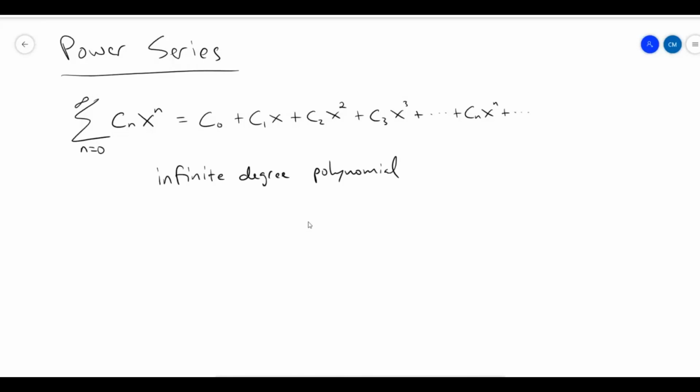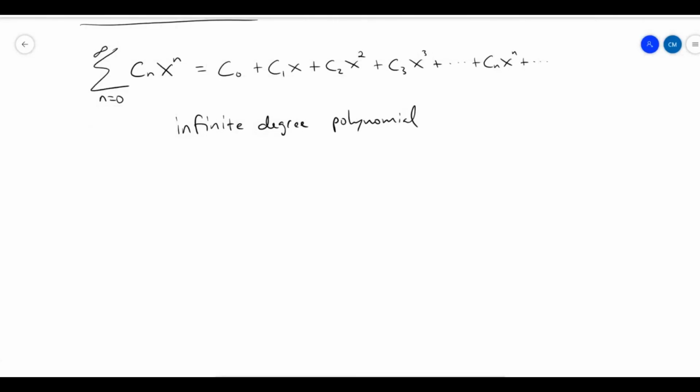It turns out you can do some pretty weird things with infinite degree polynomials. In fact, you can, with these things, make them so that they are exactly equal to any other function that we're familiar with. For example, I can find an infinite degree polynomial that will be exactly equal to, say, the sine function, or the cosine function, or e to the x, or any function that you can think of. There's an infinite degree polynomial that is exactly the same as that function.